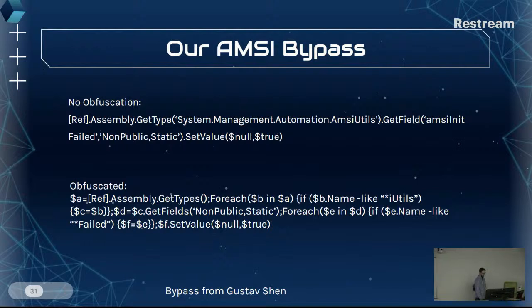So this is the unobfuscated AMZ bypass. You'll see here at the top, we're using the reflection assembly get type system management automation AMZ utils, get field AMZ init failed, non-public static set value null true. So this is actually loading in the AMZ function within .NET, and then it's going to go ahead and change this AMZ init failed value to true.